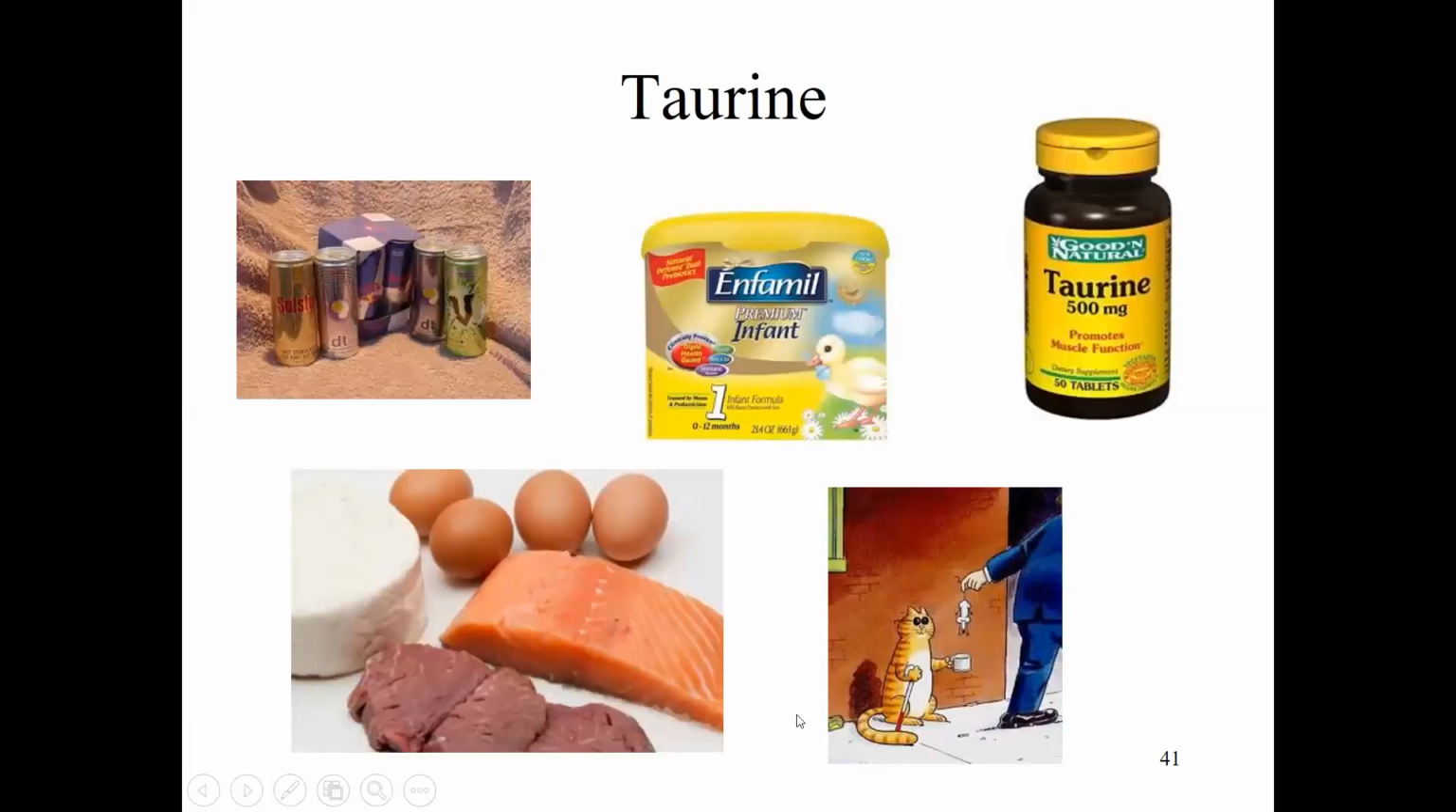I'm putting here different places where you might see it. You can buy it as a supplement. They often add it to infant formula and energy drinks. We find it in these meat products. This is kind of a weird picture. I put this here because cats need taurine. It's actually an essential nutrient for them, and if they don't get it, it actually can cause blindness. But we are not cats.